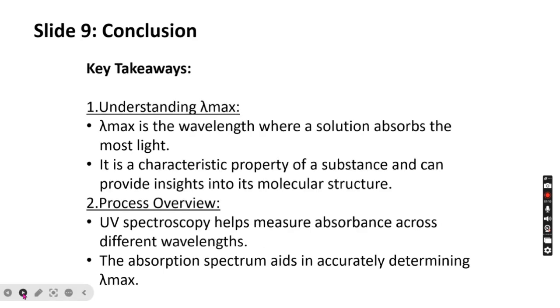Slide 9. Finally, conclusion. Understanding lambda max: lambda max is the wavelength where a solution absorbs the most light. It is a characteristic property of a substance and can provide insights into its molecular structure. Process overview: UV spectroscopy helps measure absorption across different wavelengths. The absorption spectrum aids in accurately determining lambda max.